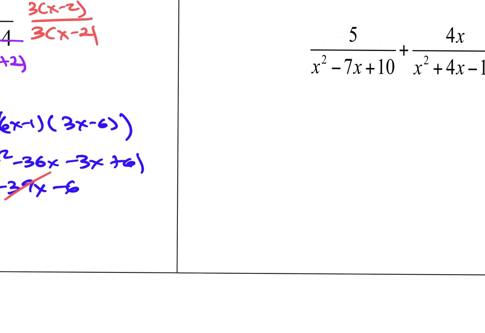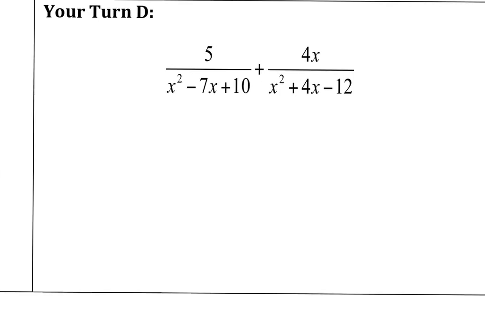Okay, for our last example, again, I'd like for you to go ahead and attempt to do this. You should factor your denominators first, and then see what you can get in your numerators, combine them to get a single rational expression, and then hopefully complete the problem. Hit pause now, try it, and then check back in and see how you did.